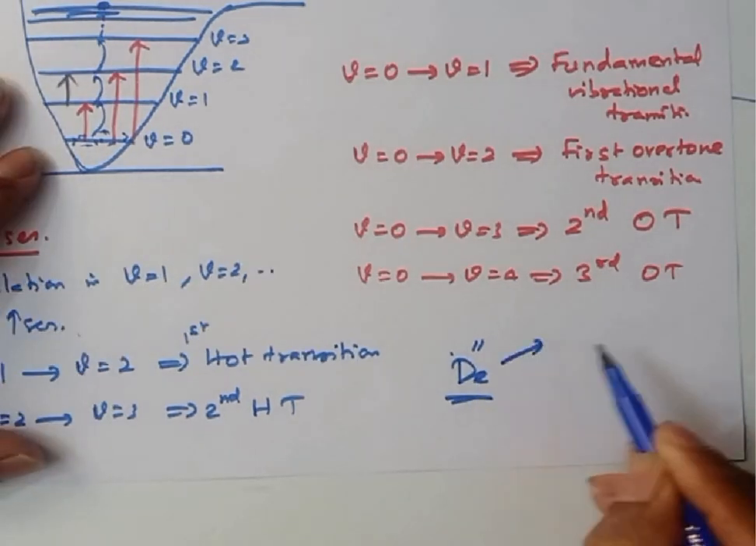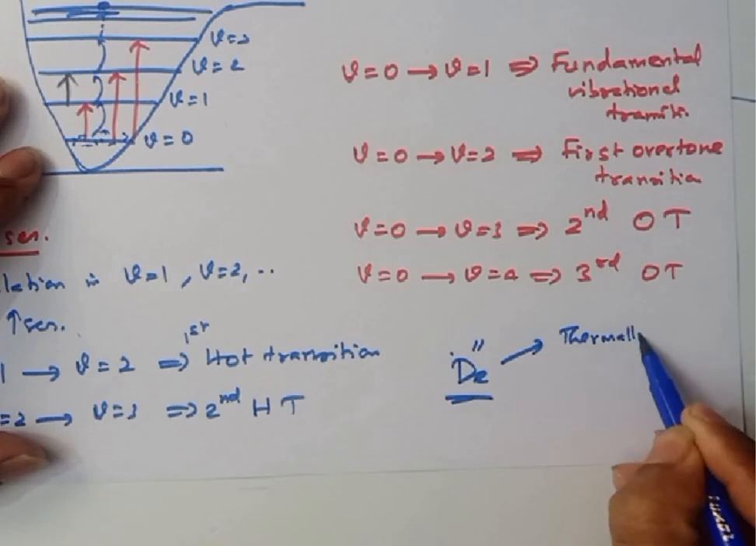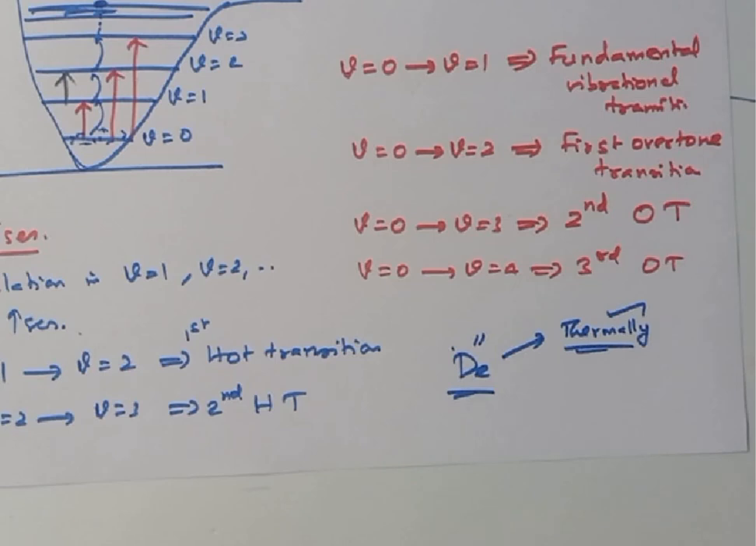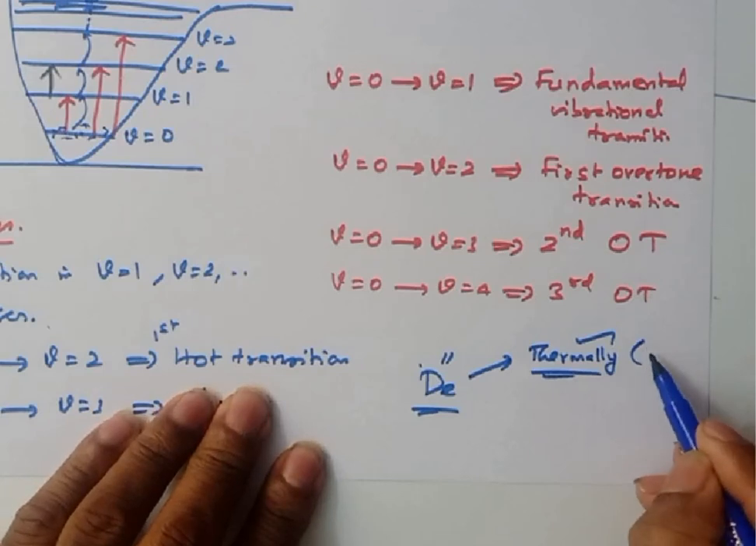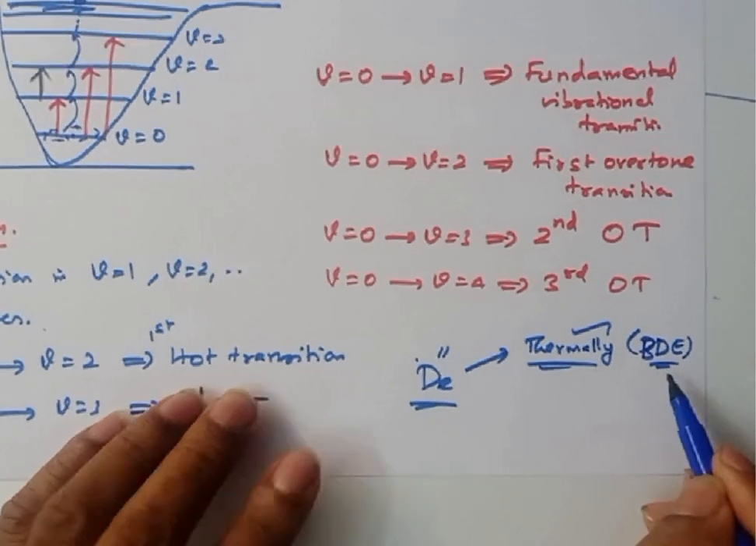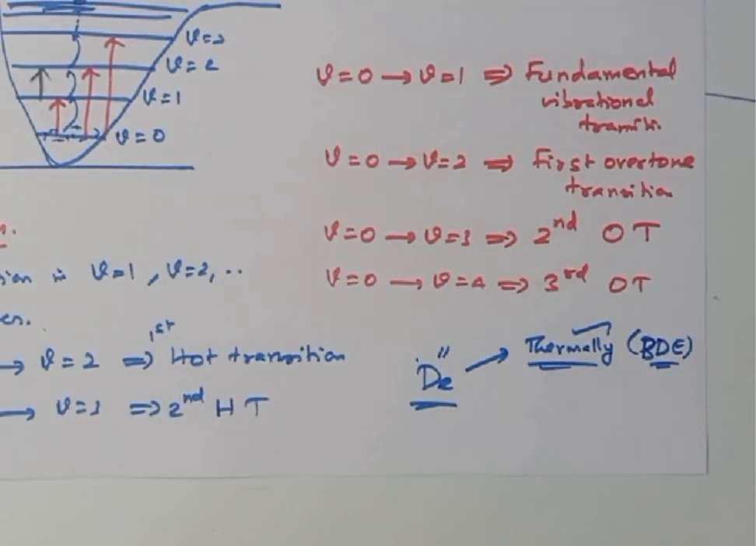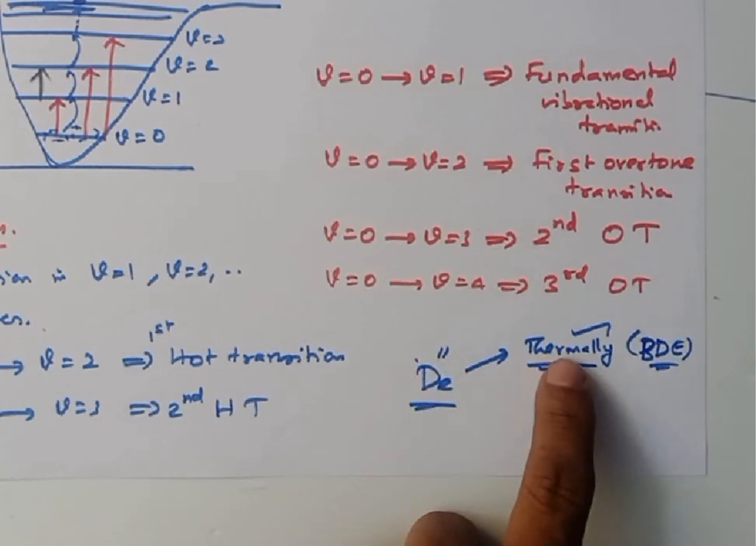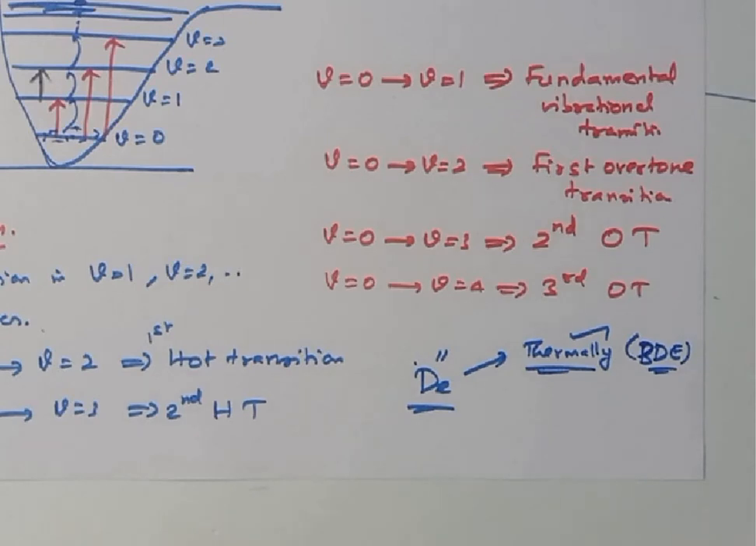This you can find thermally also, correct? Can we find this thermally? Yes, sir. In 12th standard, somewhere you might have heard about this bond dissociation energy, in thermochemistry. Yes, thermally you can find dissociation energy. Nothing wrong in it. The dissociation energy for the ground electronic state you can determine through thermochemical methods, but the value is not so accurate.